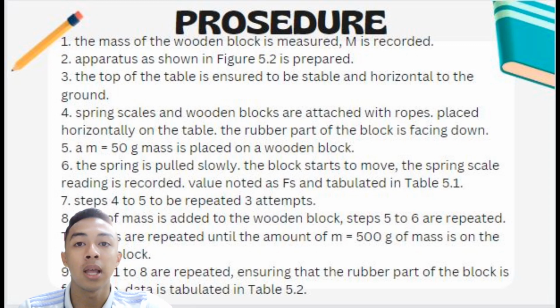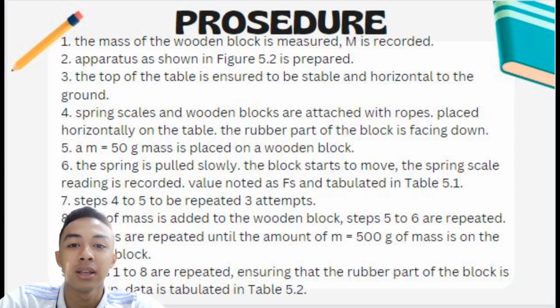Seventh, steps 4 to 6 are repeated for 3 attempts. Eighth, 50 gram of mass is added to the wooden block. Steps 5 to 6 are repeated. The steps are repeated until the amount of mass equals 500 grams on the wooden block. Lastly, steps 1 to 8 are repeated, ensuring that the rubber part of the block is facing up. Data is tabulated in Table 5.2.